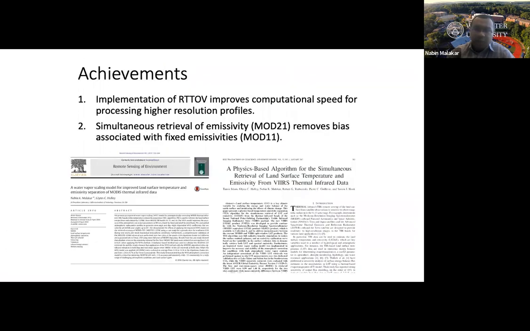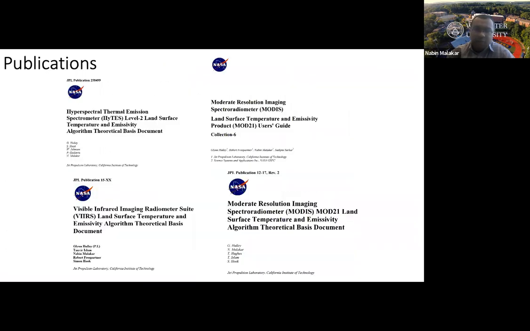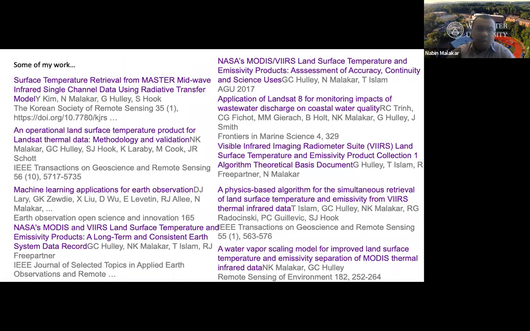Some of these are published as science documents. If you are interested, please feel free to contact me. These are published peer-reviewed papers that are out there. You can look into the details of that.